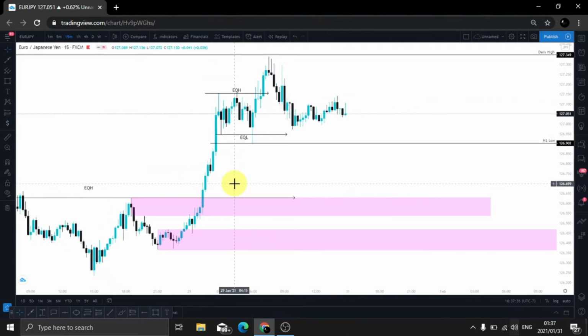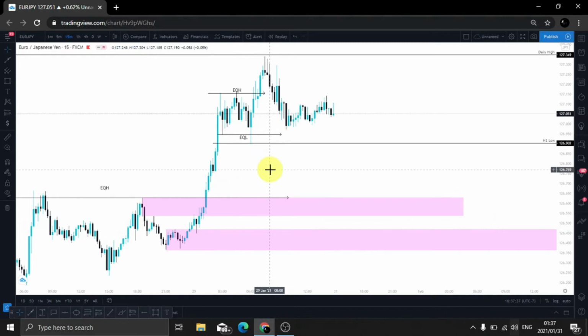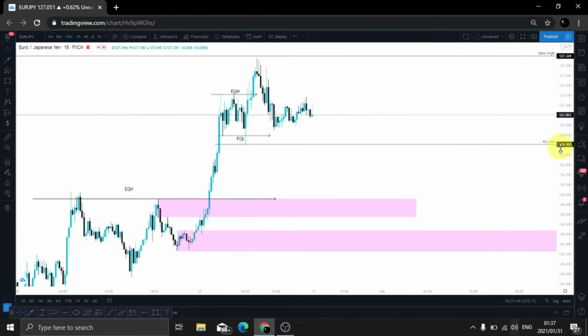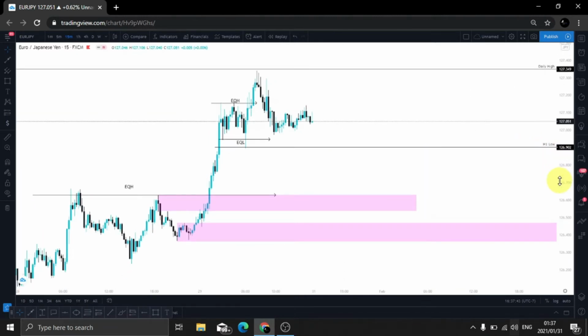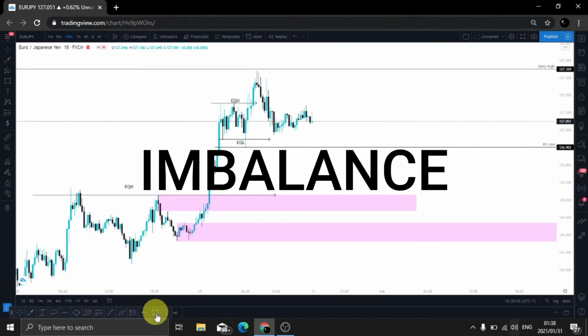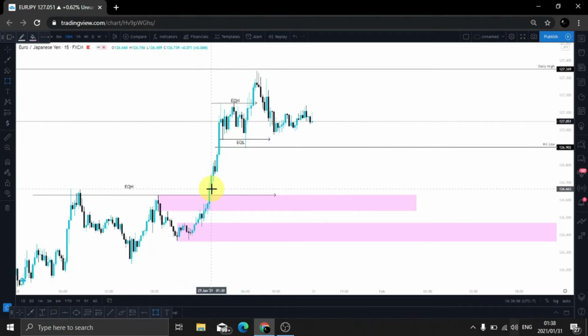So basically, an OB must be mitigated, guys. But also, to see that your OB is valid and much stronger, you have to see a bit of inefficiency, in other words an imbalance. And we can clearly see an imbalance over here. So we can see that your JPY is a powerful trade to take, and I'm going to take it next week.